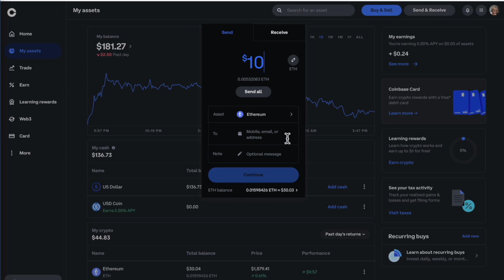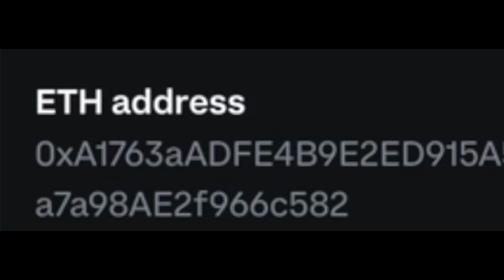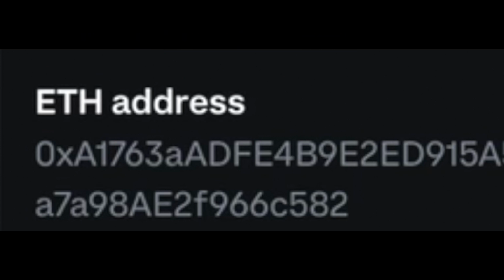Your exchange wallet or your private wallet will provide you with your specific crypto address, and it will be different for each crypto. At this point, I need to insert the recipient's Ethereum address here. This is an example of what an Ethereum address looks like. Copy and paste that address, making sure you get every single digit.